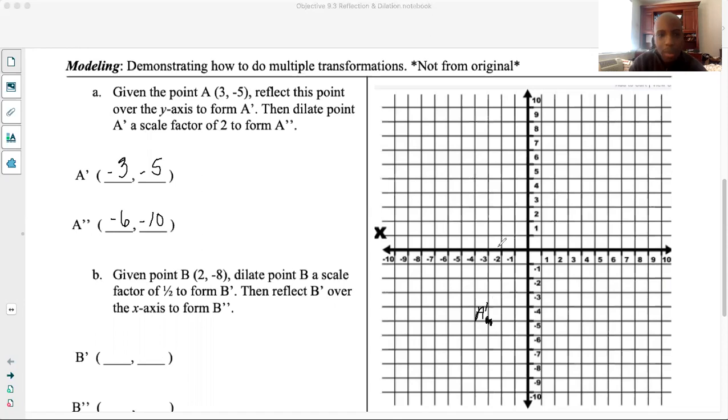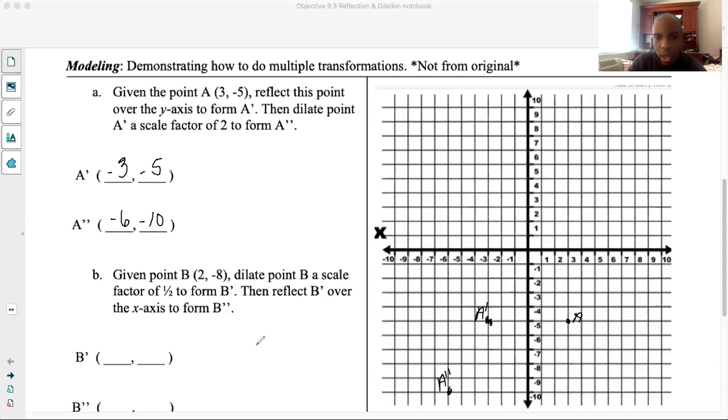You also may want to go and actually do A, which is 3, -5, which is on the other side over here. That's A. And then finally, we need to make sure we also label A double prime, which is -6, -10, which is all the way down here.